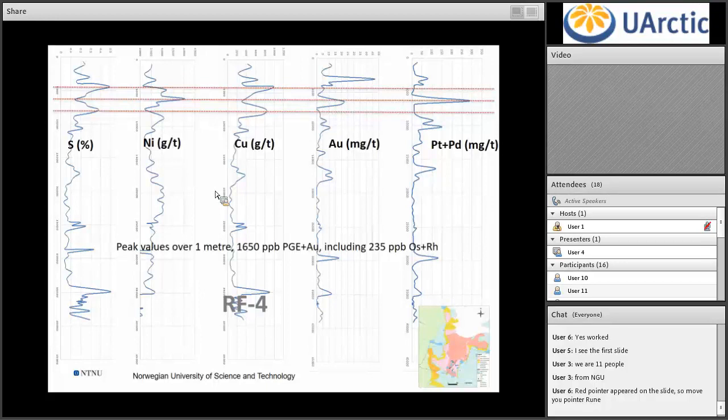But what you should notice here is that the PGE reef is decoupled from the copper reefs. As a matter of fact, also in this case, the nickel reef is decoupled from both the copper and the PGE reefs. Peak values over 1 meter will be 1650 ppb PGE plus gold. That includes 235 ppb osmium and rhodium. This is really high values.